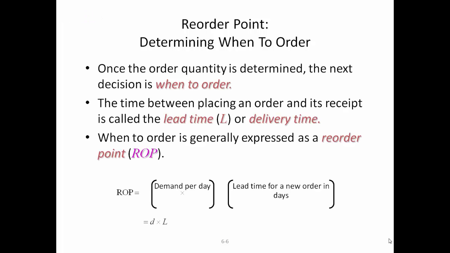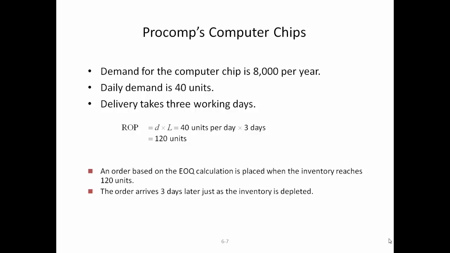So now we look at the reorder point. When is it that we want to reorder? That is a decision that has to be made. The time between placing an order and receiving the order is called the lead time or the delivery time. The reorder point is simply the demand that we have per day times the lead time that it takes us to get them.